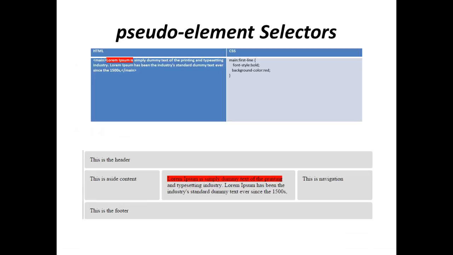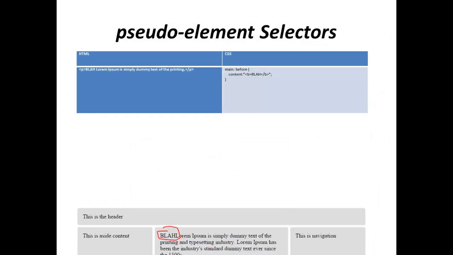So right here, I'm targeting the main tag and then first line. You notice that I'm using the font style of bold and the background color of red. So this is targeting the very first line. As soon as that line breaks, the second line, it's not going to do anything to, because we're just targeting the first line. The HTML example is a little confusing because it's only targeting lorem ipsum is, but it would actually target that very first entire line, like it shows in the example below.